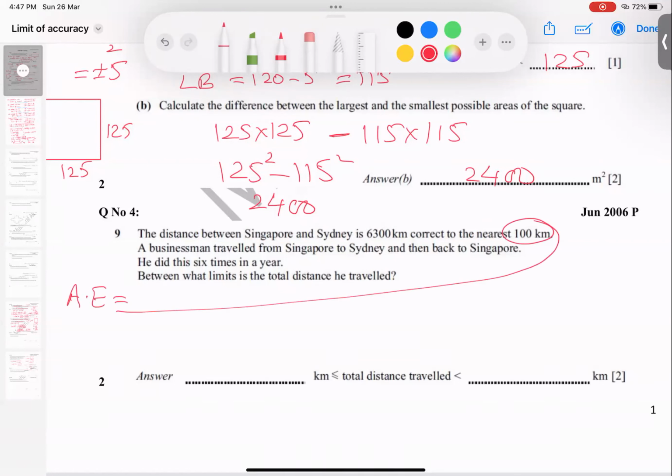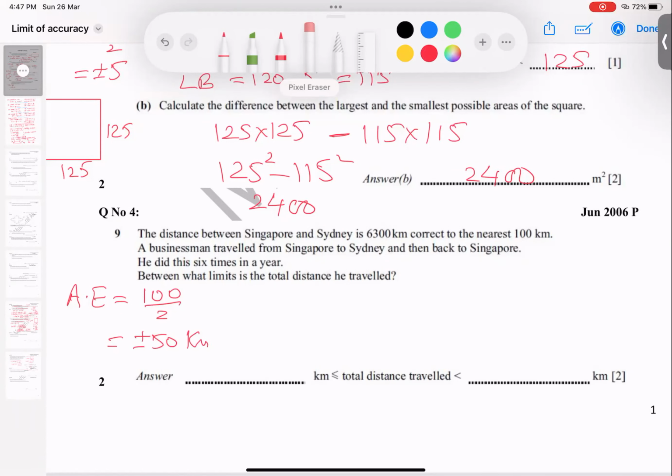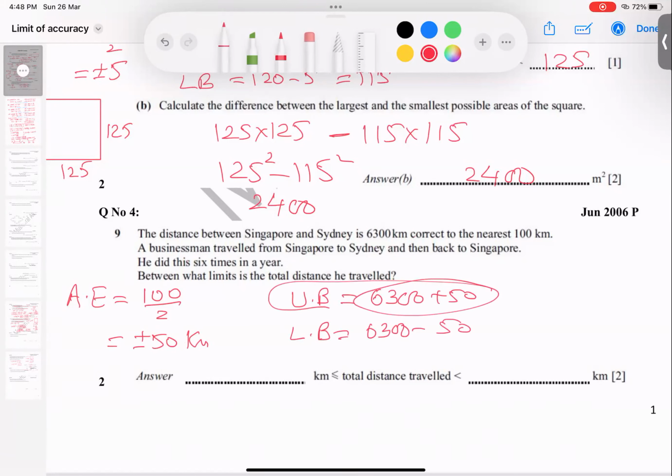This 100 kilometers, he said nearest. Whichever nearest number is given, we always take that number and divide it by 2, plus and minus. So 50 kilometers plus and minus. How to get the upper bound? We can get it in a simple and easy way. We have to find the upper bound of the distance 6,300 kilometers, so add 50 to this distance. That gives 6,350. And the lower bound is 6,300 minus 50. So adding is called the upper bound, and subtracting is called the lower bound.